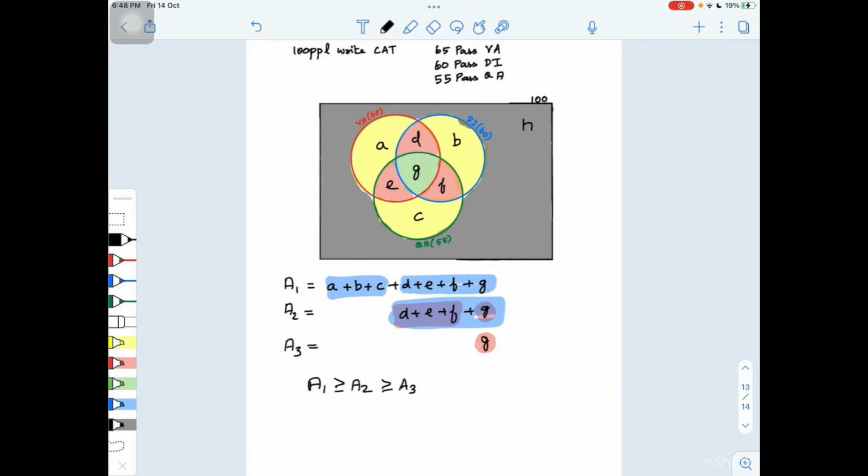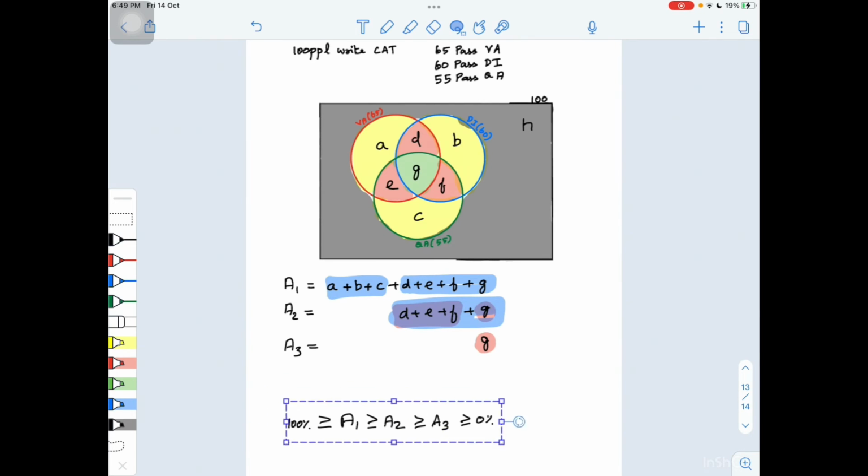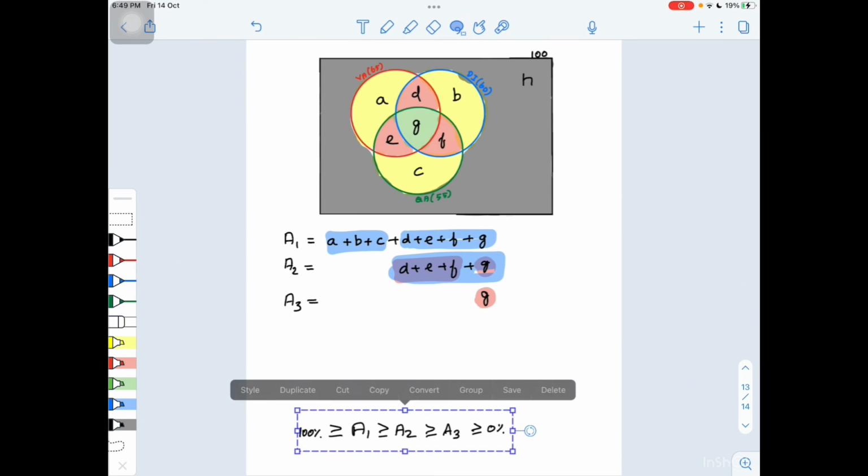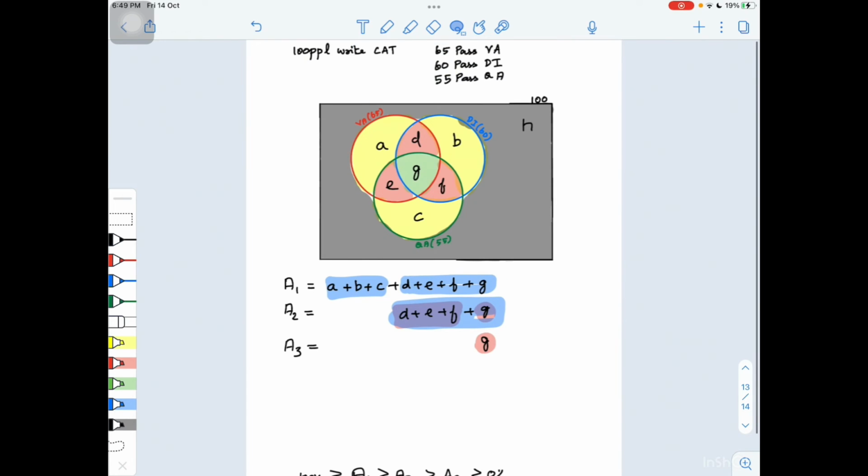This is a relation which will hold true irrespective of the number that is given. And A3 will always be greater than or equal to 0% of the people. It cannot be negative, no? Every region has to be positive. And A1 has to be less than or equal to 100%. Of course, A1 is at least one overlap, and can be maximum 100% of all the people involved. So this is one beautiful relation. In addition to this, there are a few more small relations that we are going to learn.